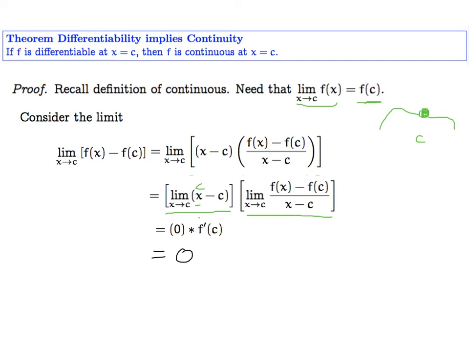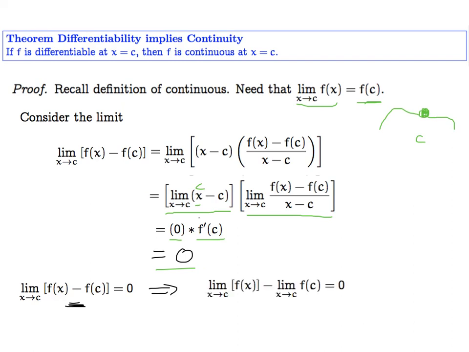And so what do I end up with? I end up with 0 times some number. 0 times a number is fine. That's just a 0. So overall, what I figured out is this limit here is equal to 0. Now what's the big deal with this limit? Well, I can break this up at the minus sign here into two separate limits. And then I can compute these limits separately.